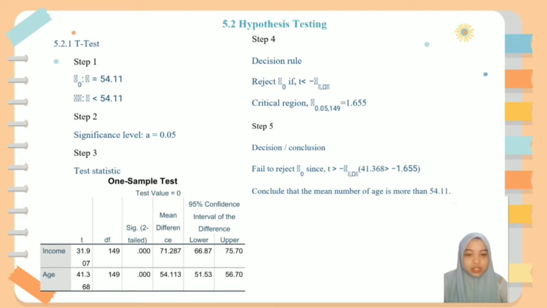Critical region t 0.05, 149 equal 1.655. And step 5. Decision or conclusion: fail to reject H null since t is more than negative t alpha, df. 41.36 is more than 1.655. Conclude that the mean number of age is more than 54.11.